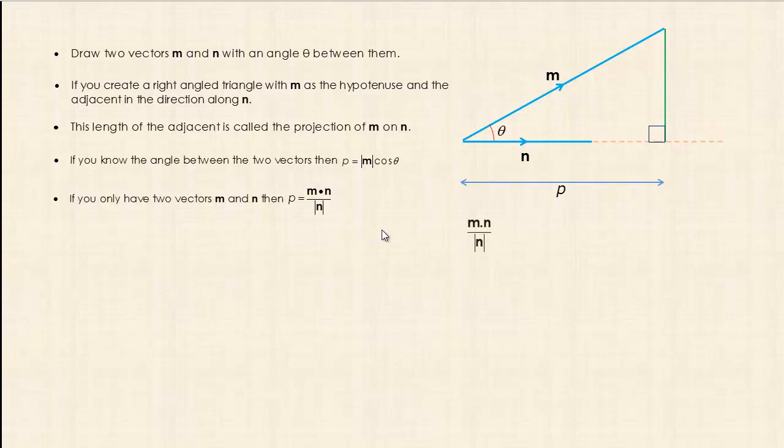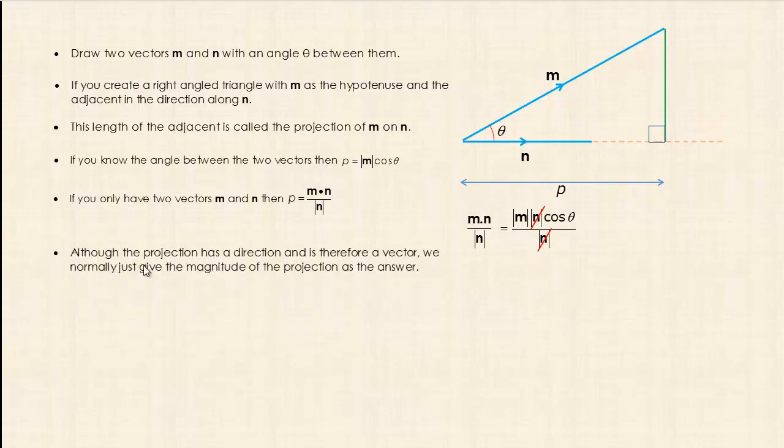Let's just see how that works. Consider m dot n over n. That's the modulus of m times the modulus of n times cos theta by the definition of the scalar product divided by the modulus of n, and of course these cancel. Although the projection has a direction and is therefore a vector, we normally just give the magnitude of the projection as the answer.